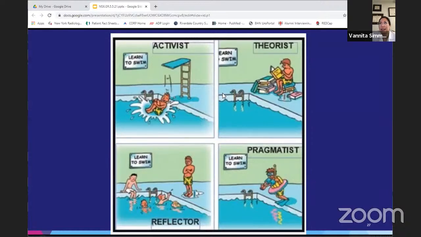So again, everybody has a little bit of everything. And sometimes it's helpful for you to know what helps you learn the most. So this message is specifically for our resident learners who are trying to figure out, okay, how can I learn the best?